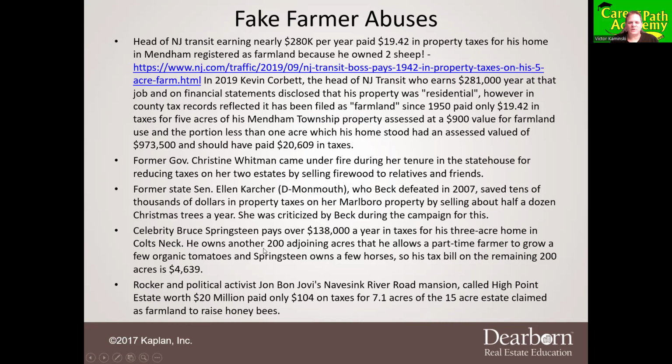Imagine what the taxes would be for 200 more acres. If for 3 acres, he's paying 138,000 in that area. He has 200 more acres of land in that area, but he pays next to nothing on there because he pays some part-time farmer to grow a few organic tomatoes. And then he pays for the additional 200 acres, $4,600 a year in taxes.